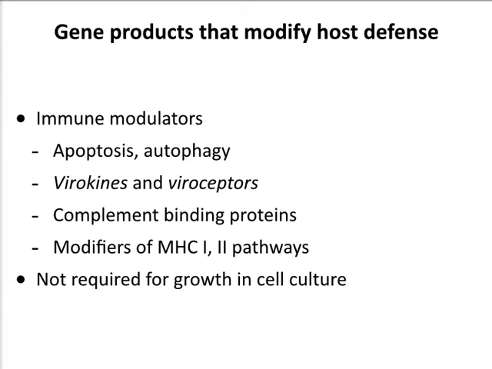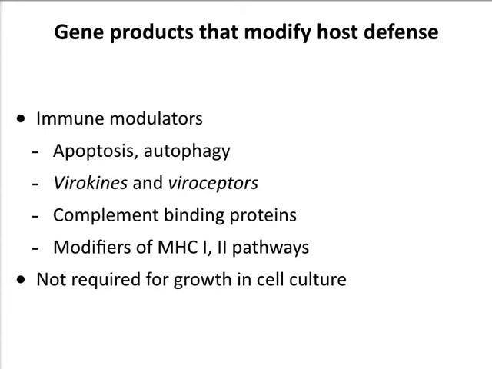Other virulence determinants are the gene products, some of which we've talked about, that modulate the immune response. We've talked about a whole bunch of them that modulate apoptosis and autophagy, viral kinds and viroceptors, the mimics of cytokines and cytokine receptors, complement binding proteins, the various virus proteins that interfere with the MHC1 and 2 pathways. We talked about this a couple of weeks ago.